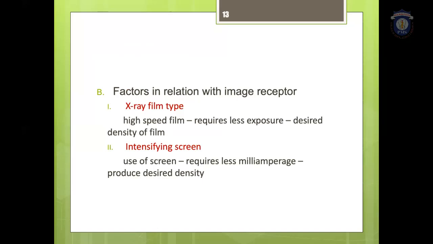Second is the factors in relation with the image receptor. X-ray film type. High-speed film requires less exposure and we will get the desired density for the film. Use of an intensifying screen requires less mA and produces the desired density.